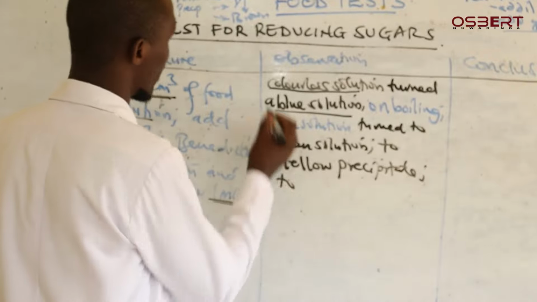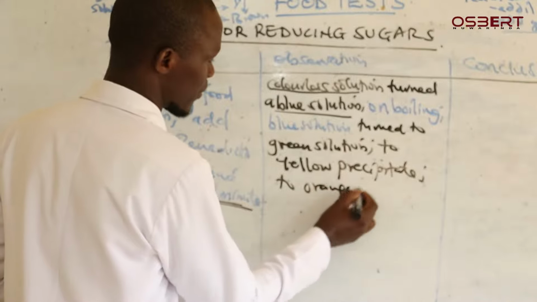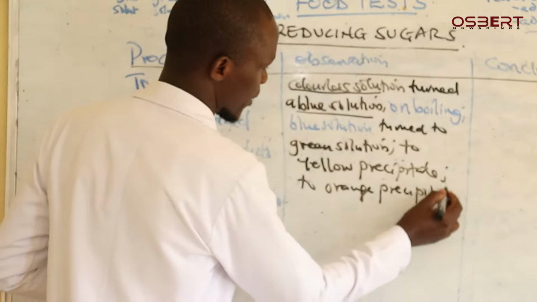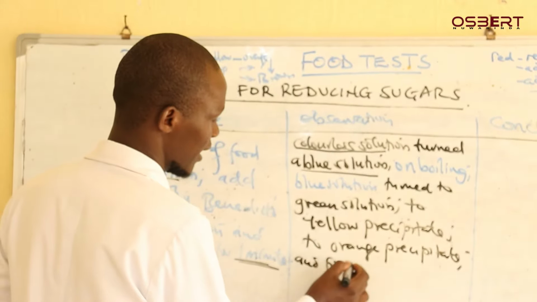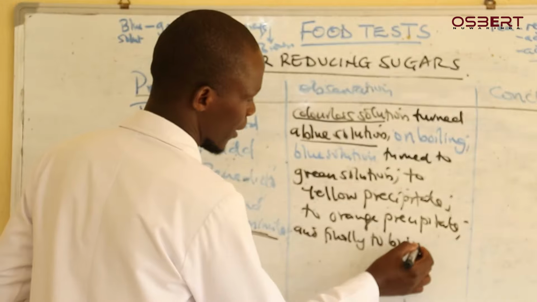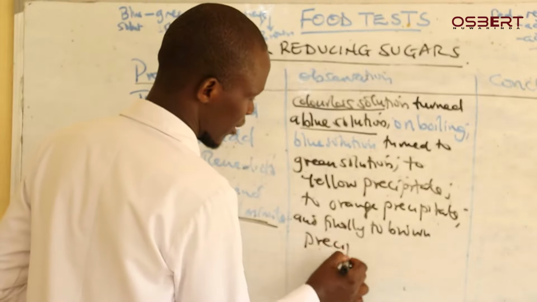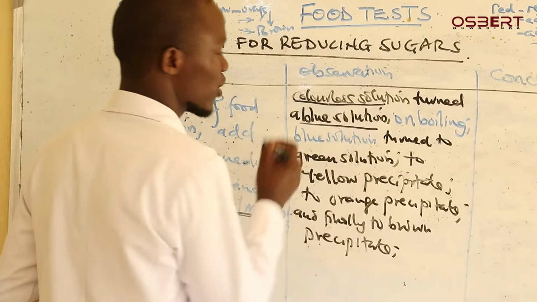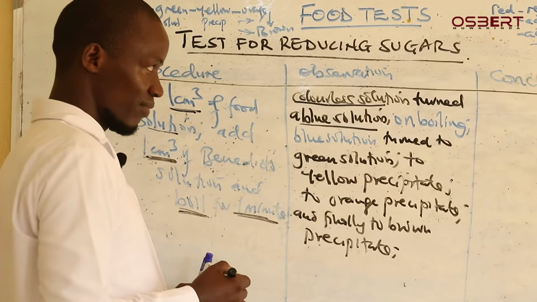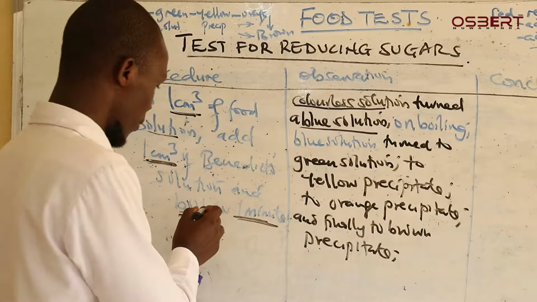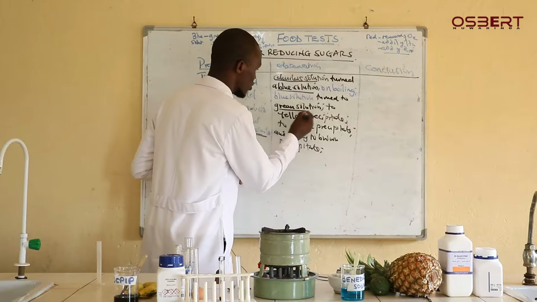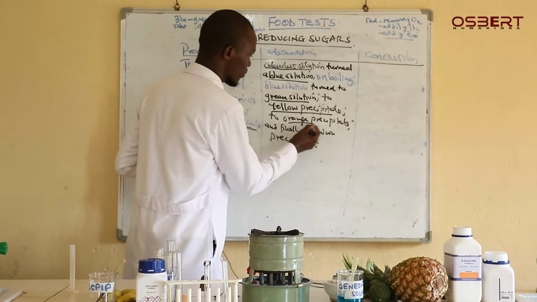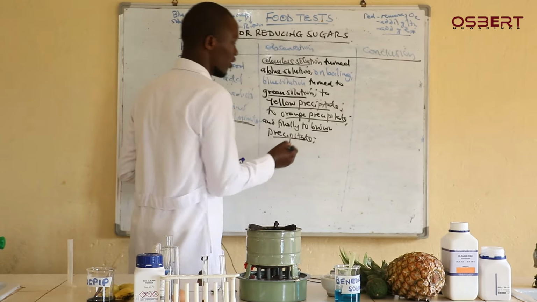Then to an orange precipitate, and finally to a brown precipitate. So you see all these here. From colorless, which was the initial color, to the blue solution after adding Benedict. Then after boiling for 1 minute, it turned from blue to a green solution, to a yellow precipitate, to an orange precipitate, and finally to a brown precipitate.